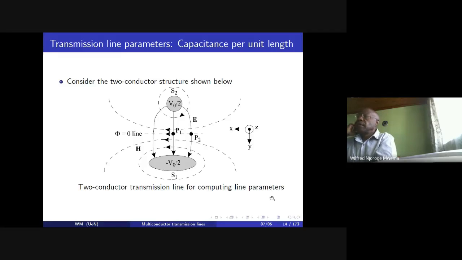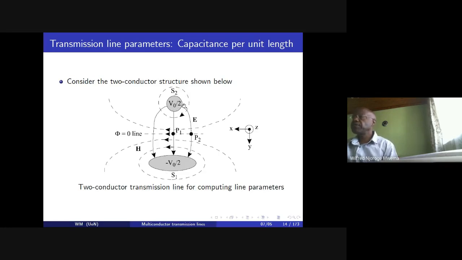So, we want to see how the capacitance per unit length could be computed. We consider a two-conductor structure as shown there with the coordinate system as indicated, and we have conductor 2 at a potential V0/2, and conductor 1 at a potential of minus V0/2, so that the potential difference between the two conductors is simply V0.